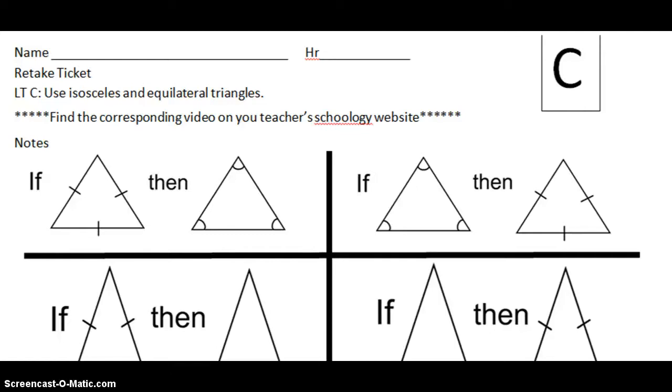Hello, we have a quick video on learning target C, use isosceles and equilateral triangles. Before we get into the examples, I want to look at a couple of if-then statements. Some of these are converses of each other, technically biconditionals, but the important part to remember is that we've got a couple of things that we can conclude based on information that is given.